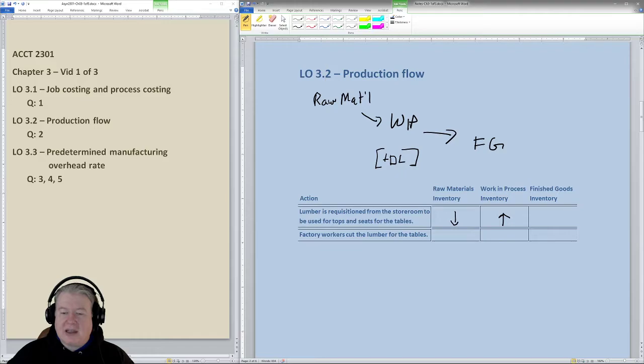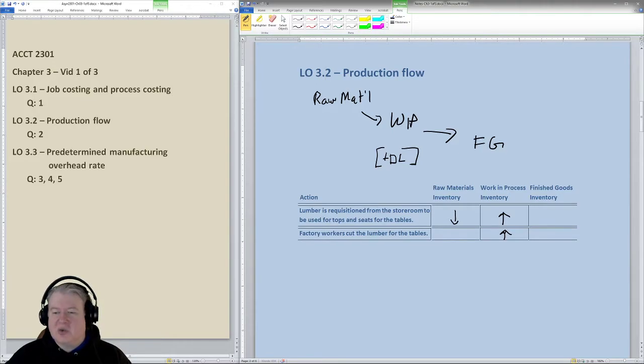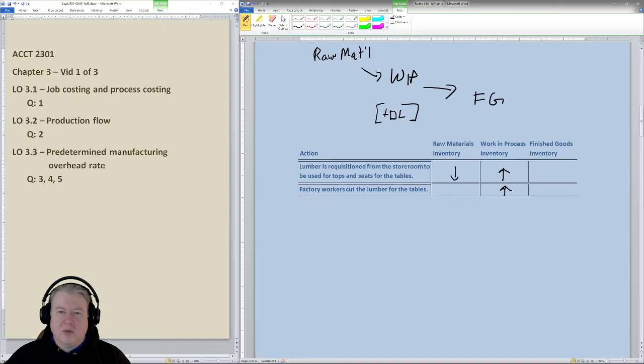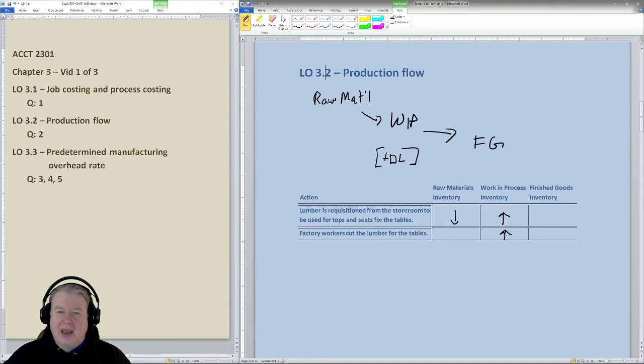Factory workers cut the lumber for the tables. Well, here, nothing changed inventory, but the value of work in process went up. We added labor to the lumber and therefore changed the value of the inventory. So we didn't switch inventories. All we did was increase the value. So keep that in mind. The production flow includes things moving between inventories and things getting value add within an inventory.